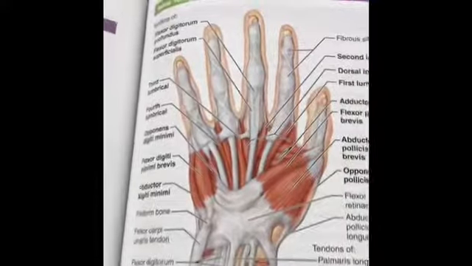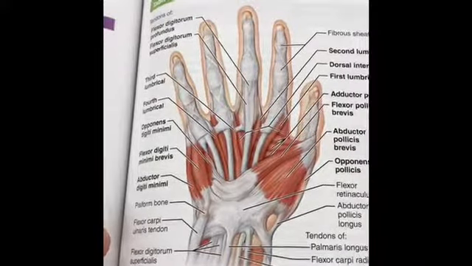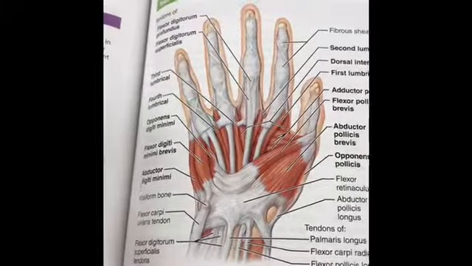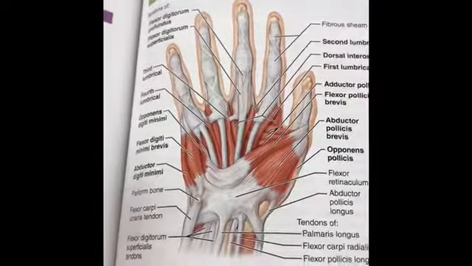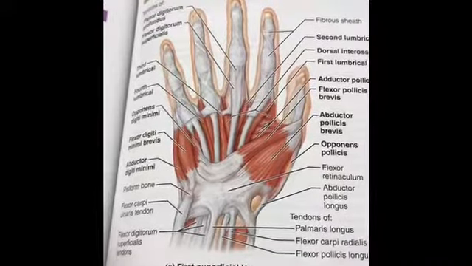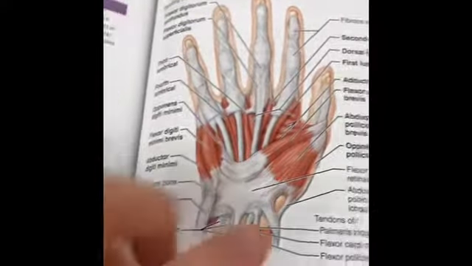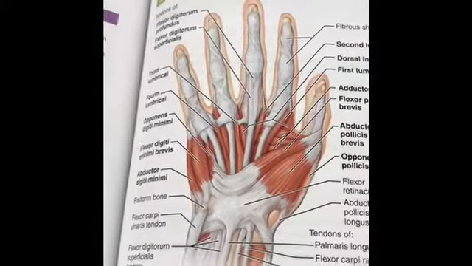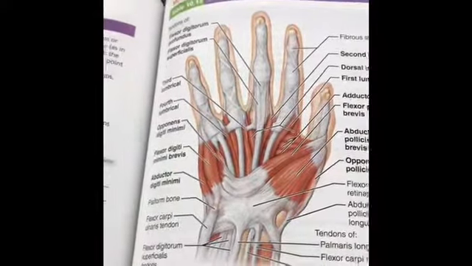The origin of the adductor pollicis is the capitate bone and bases of metacarpals 2 through 4 and the front of metacarpal 3. The insertion is the medial side of proximal phalanx of the thumb. The action is it adducts and helps to oppose the thumb.